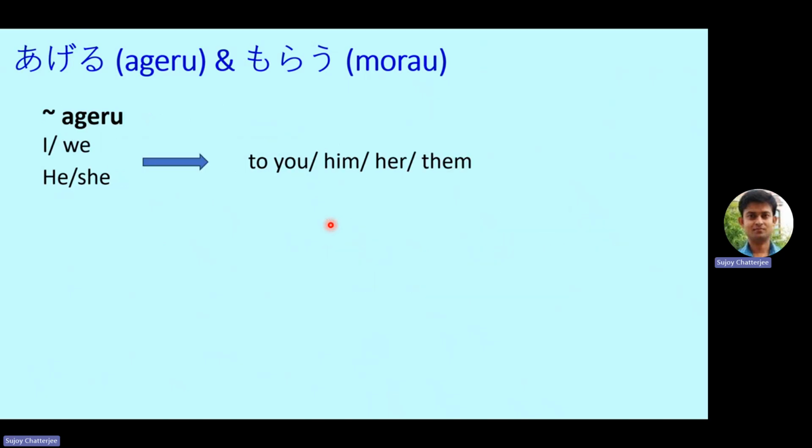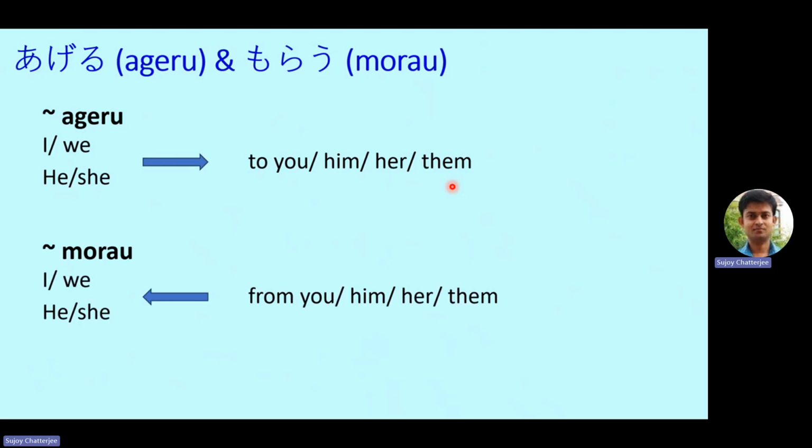For the ageru verb, the subject may be I, we, he, or she. It can be anyone, Tanaka-san as well. And he is giving something to you, him, her, or them, to some external person outside his circle. Similarly, with morau, the subject is the same: I, we, he, she, Tanaka-san, Suzuki-san, or anyone. And that subject is receiving something from his external circle, which may be you, him, her, them, and so on.